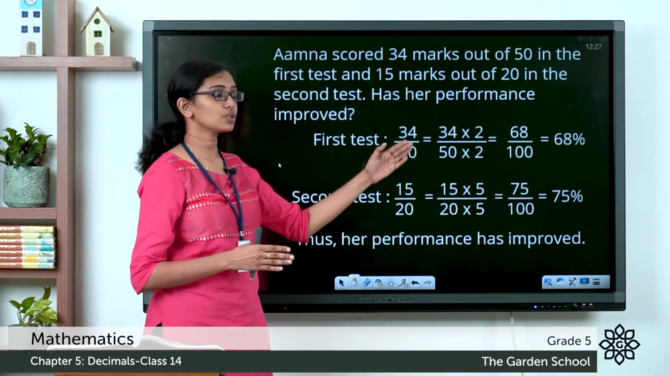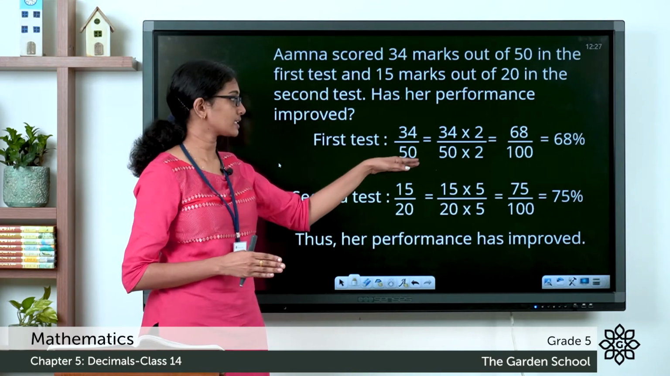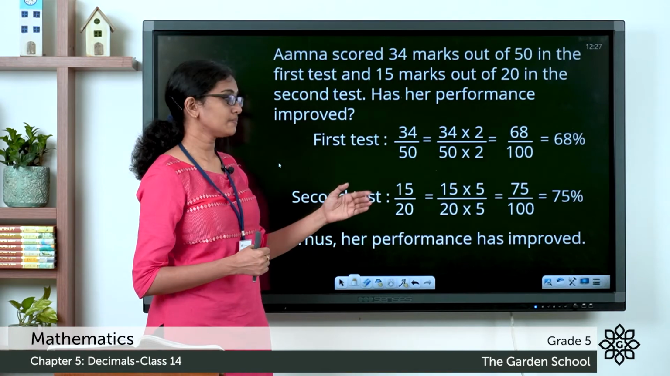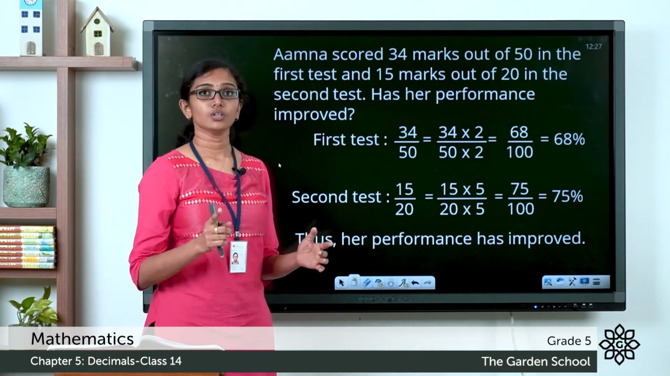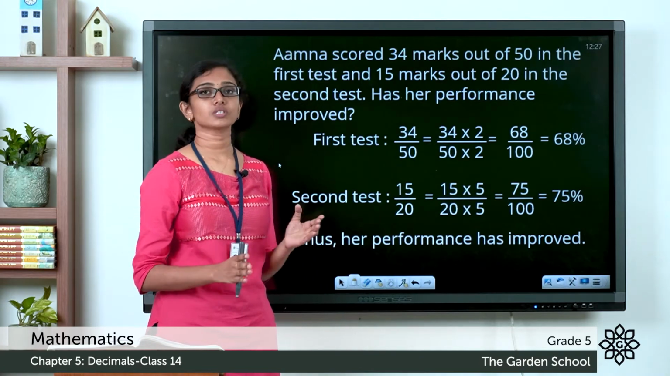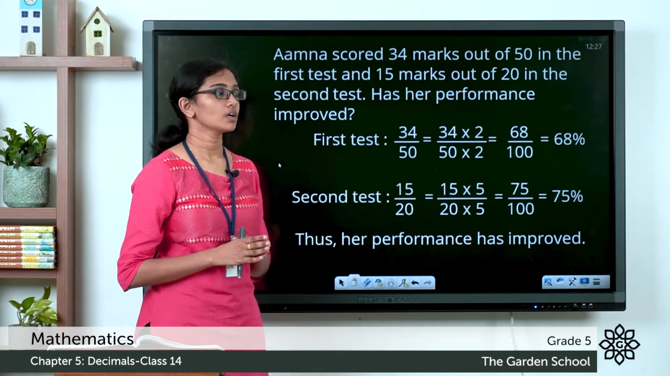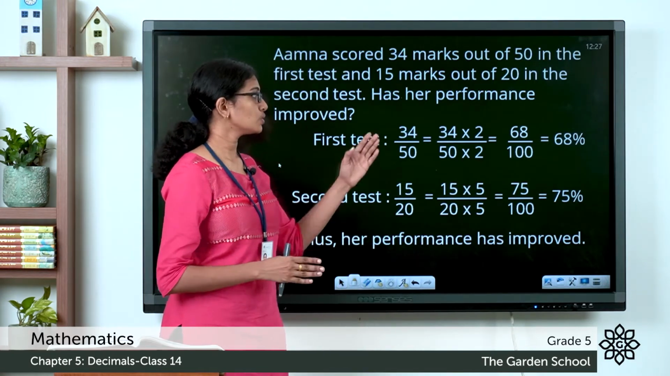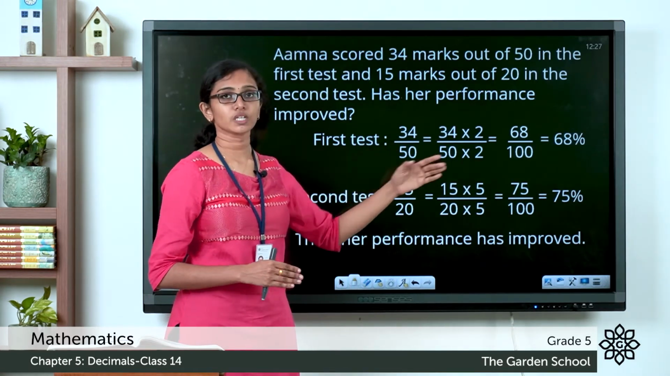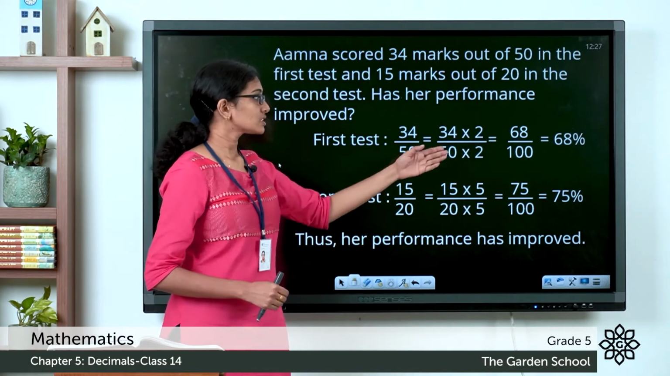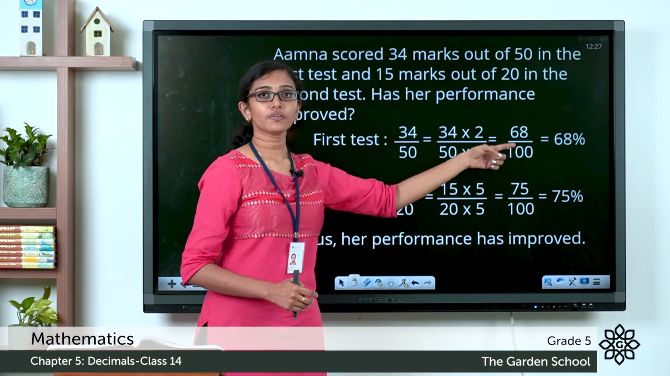How do you change 50 to 100? You can multiply it by the number 2 because 50 twos are 100. When you multiply the denominator by a number, you are supposed to do the same in the numerator as well so that it won't change the value of the fraction. So 34 by 50 we can change to 34 into 2 by 50 into 2, which gives you 68 by 100. Now this is her marks out of 100.